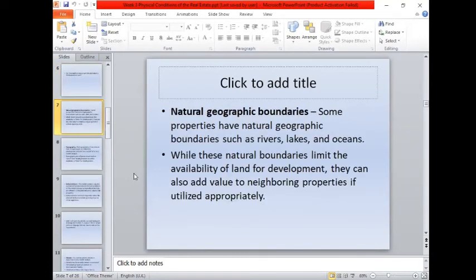Another is the natural geographic boundaries. These are physical conditions of the properties, where we consider their geographic boundaries. What are those geographic boundaries? They include rivers, lakes, and oceans. Some properties or land have this kind of geographic boundary, because these natural boundaries limit the availability of land for development.